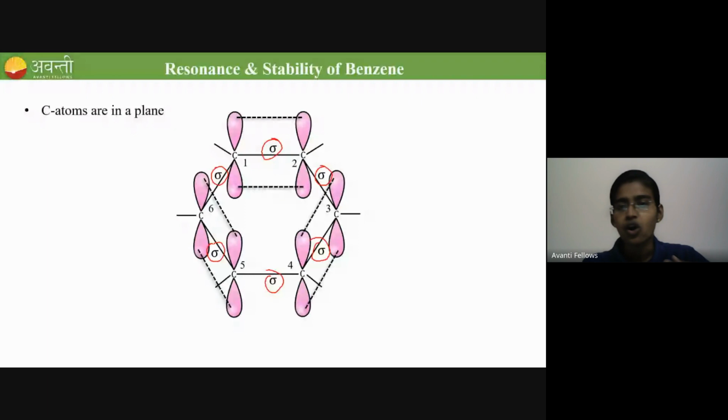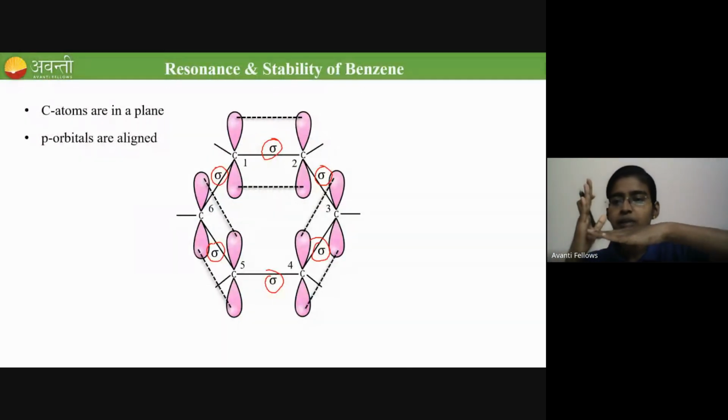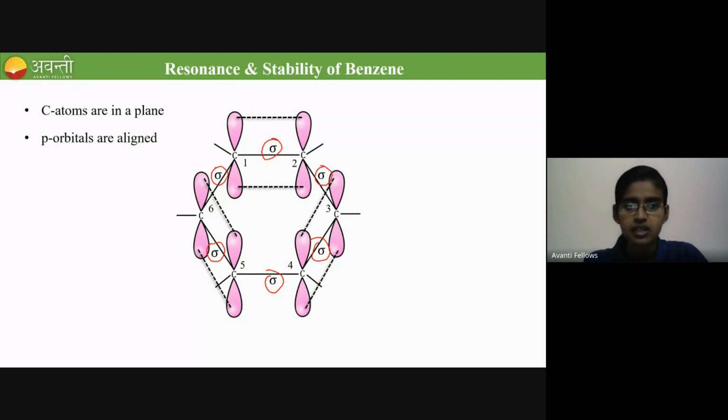Now, all the carbon atoms are in a single plane. The p orbitals are aligned in a perpendicular manner to that plane. This is the plane. All the p orbitals are parallel to each other, and each p orbital is overlapping in a sideways manner to form the pi bond. So this is 1 pi bond, this is the 2nd pi bond, and this is the 3rd pi bond. So we have 6 carbon sigma bonds and 3 carbon pi bonds.